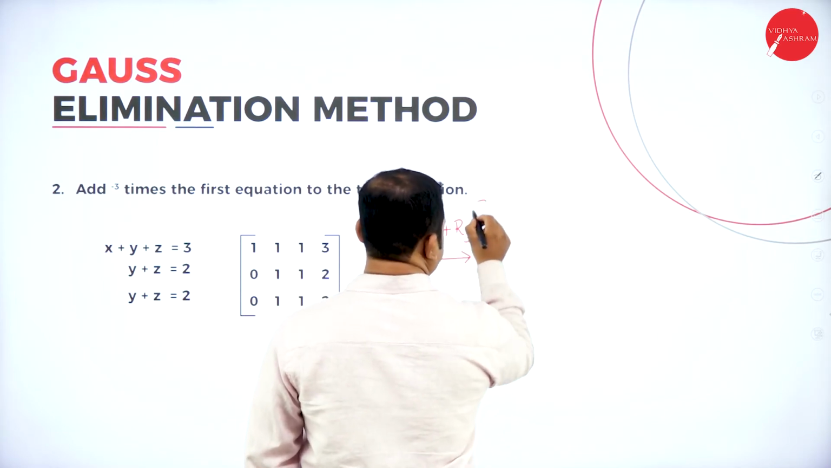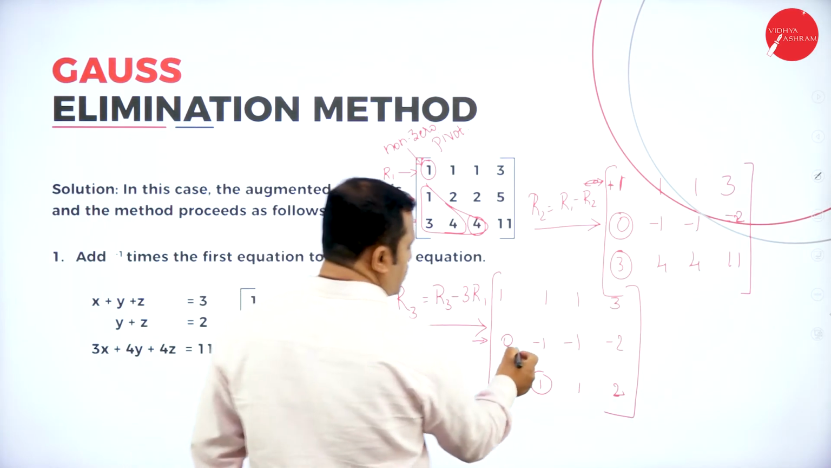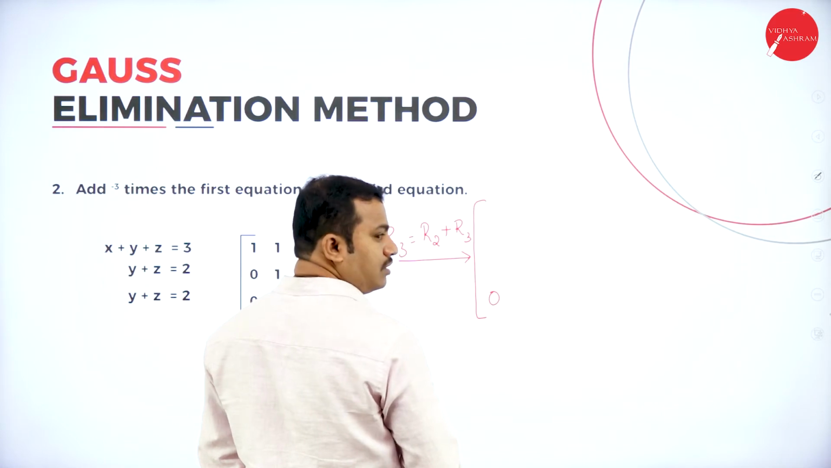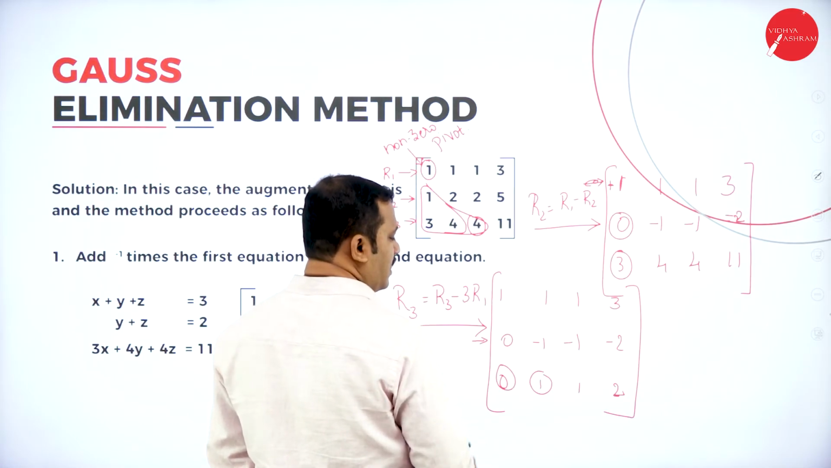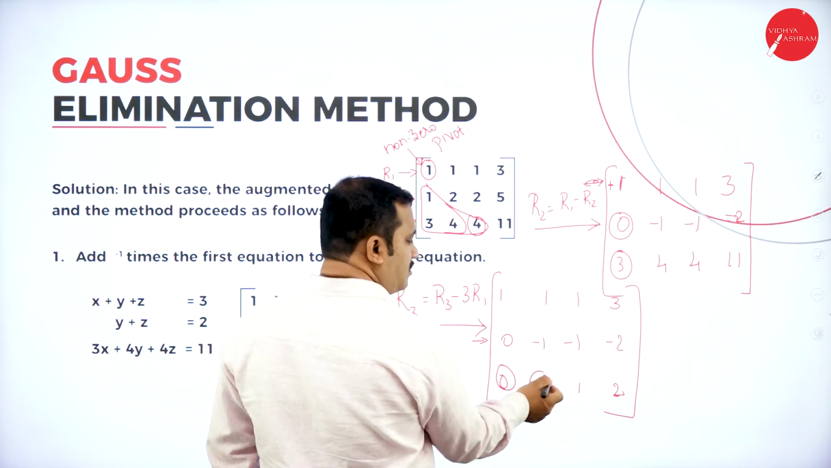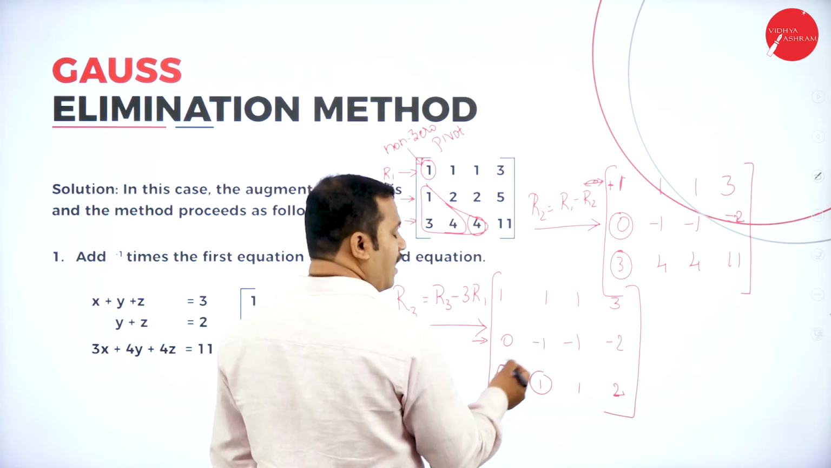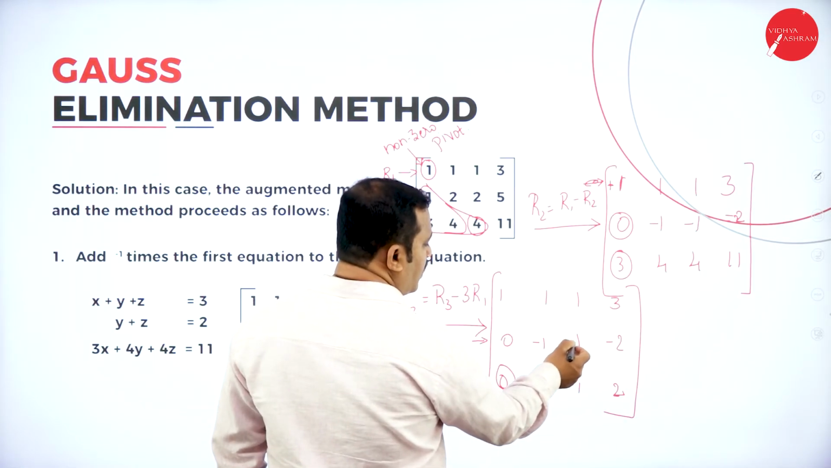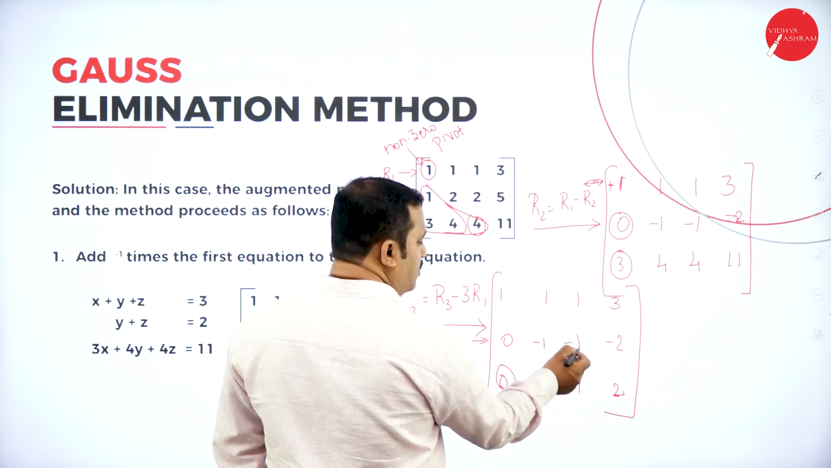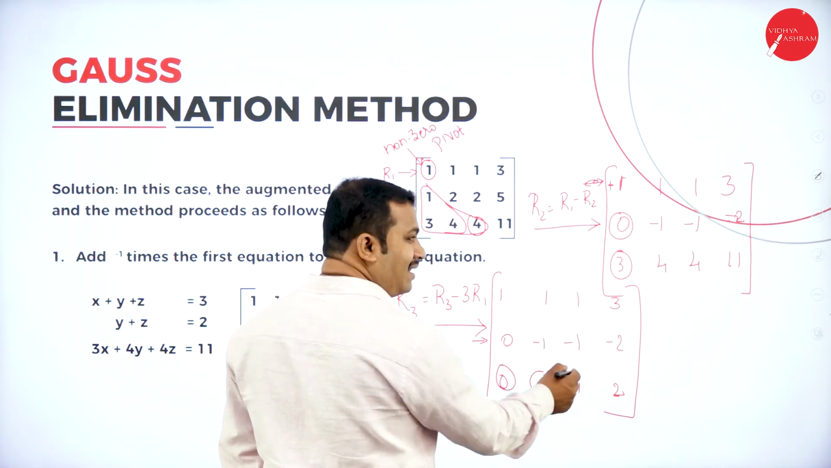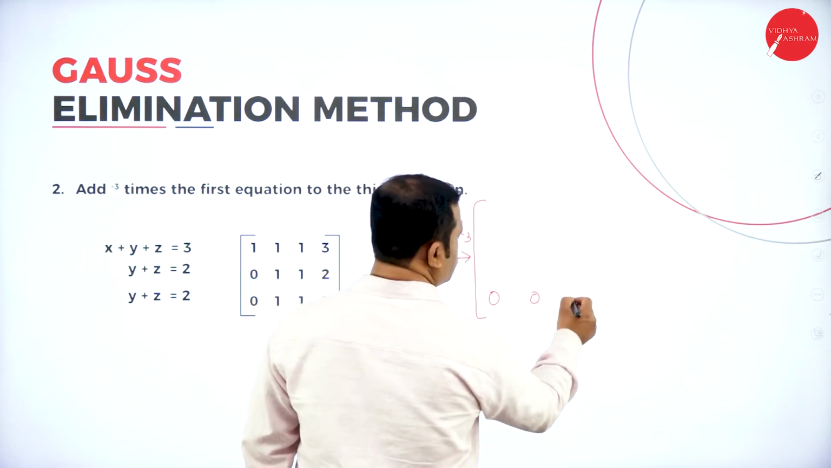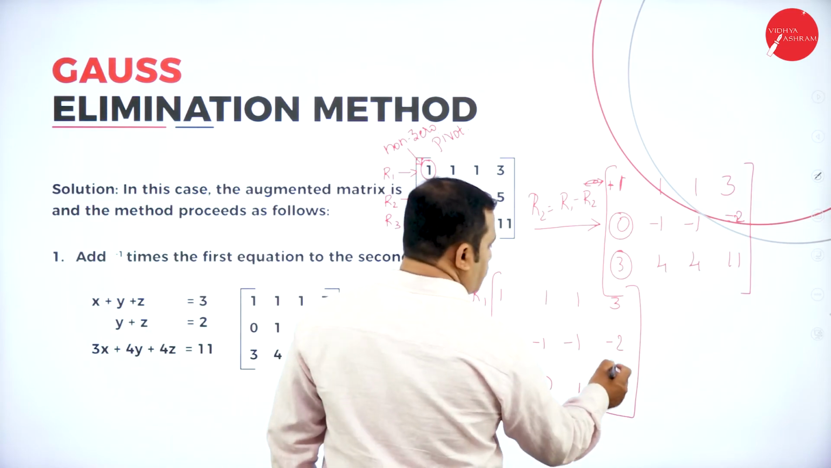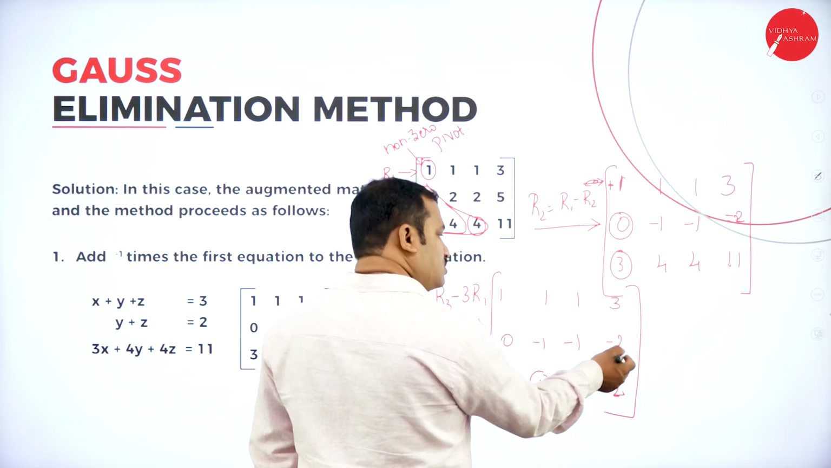If I do this operation, what happens? Let me take you into this. R2 is 0 plus 0 leads to 0. That is, this element leads to 0. Which is the next element? Minus 1 plus 1, that leads to 0 in this position. So we have 0 in this position now. Next, minus 1 plus 1 leads to again 0. Minus 2 plus 2 again leads to 0.